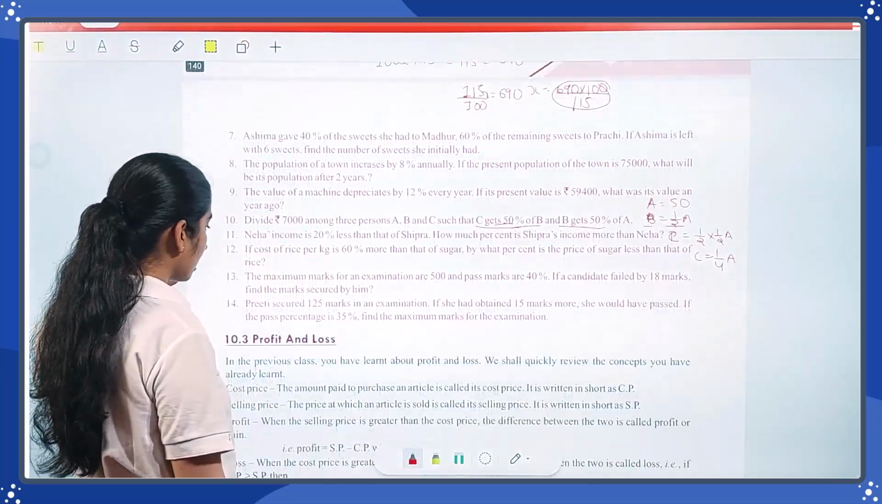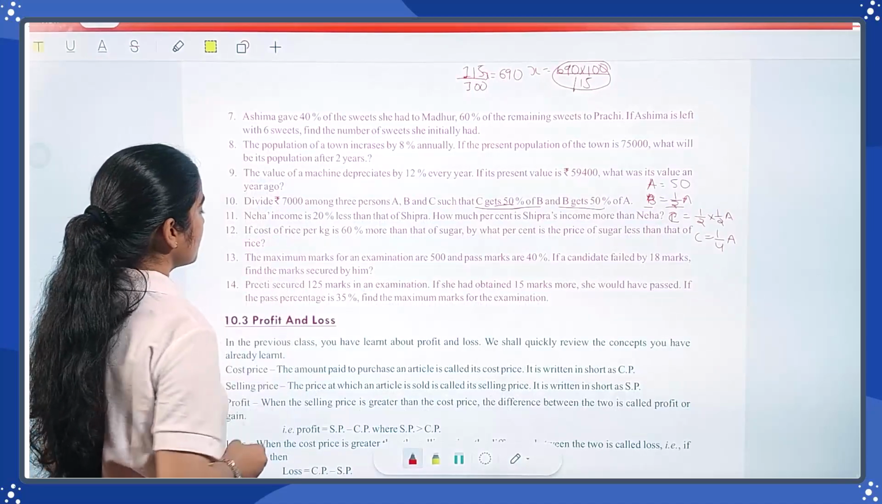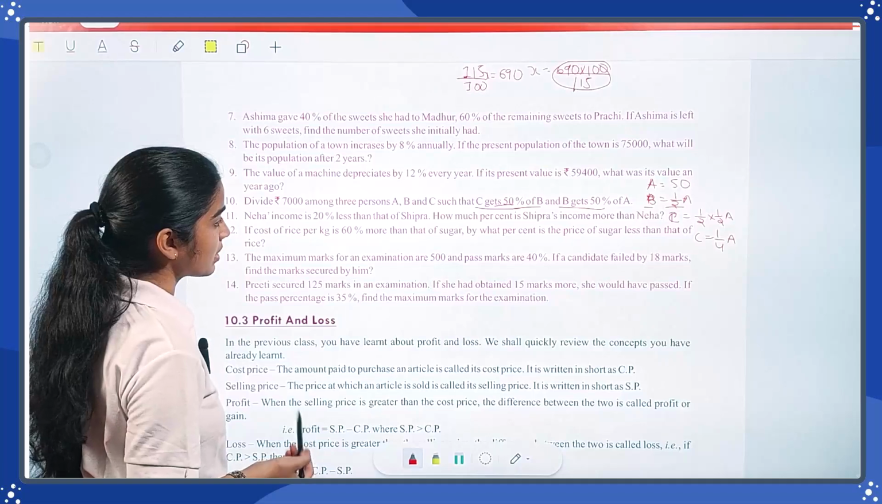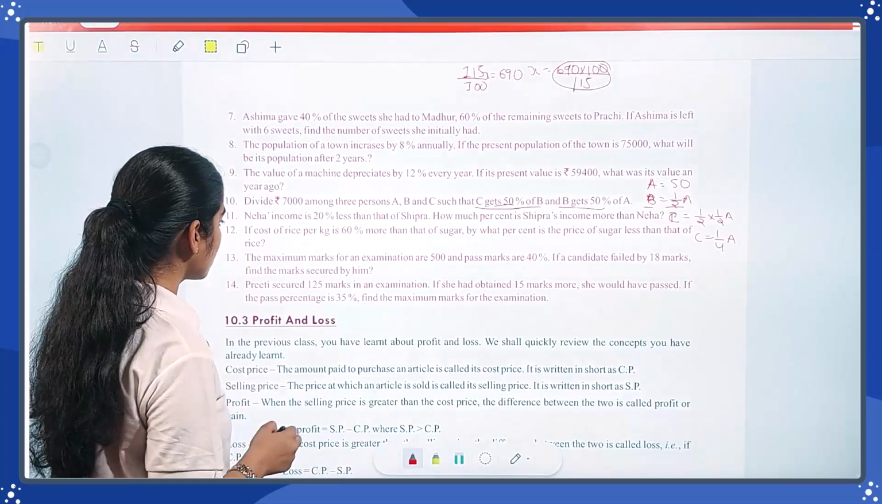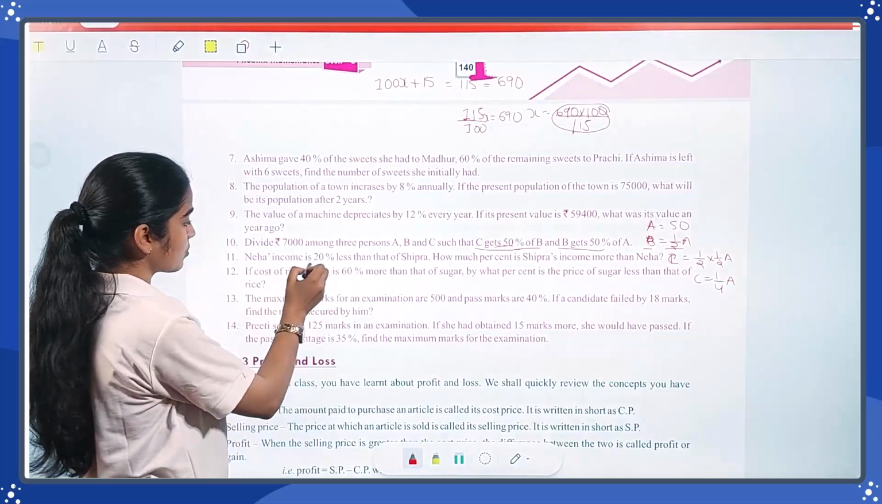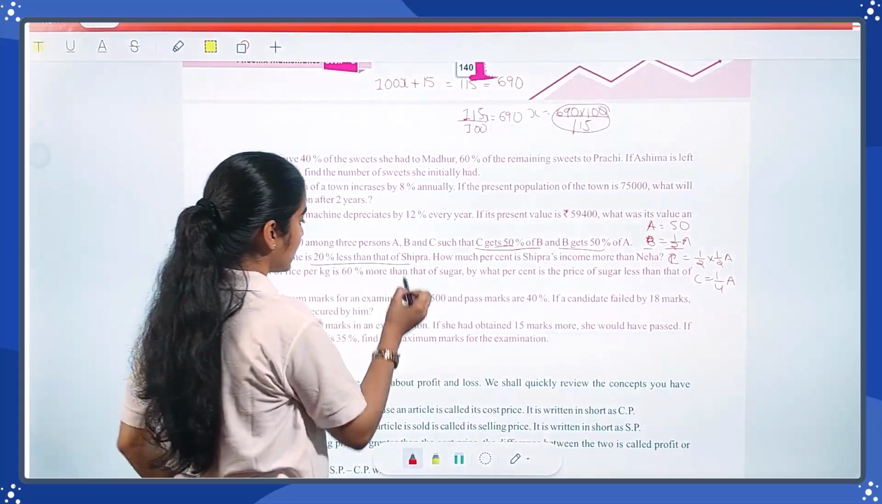Next we have: Neha's income is 20% less than that of Shipra. How much percentage is Shipra's income more than Neha's? So how can you solve this question? First we have to take the difference.